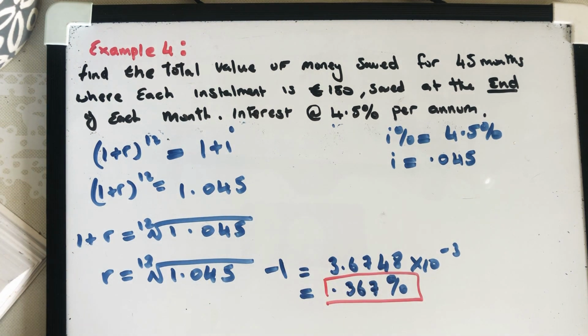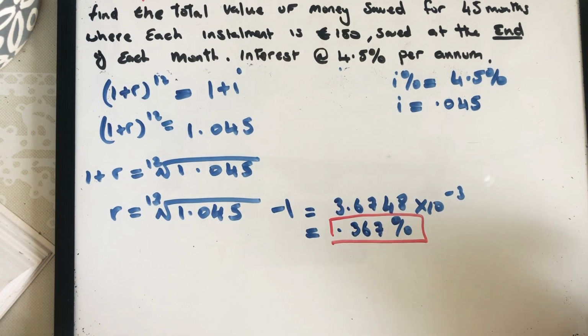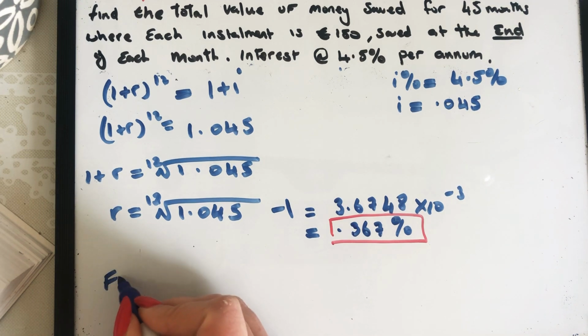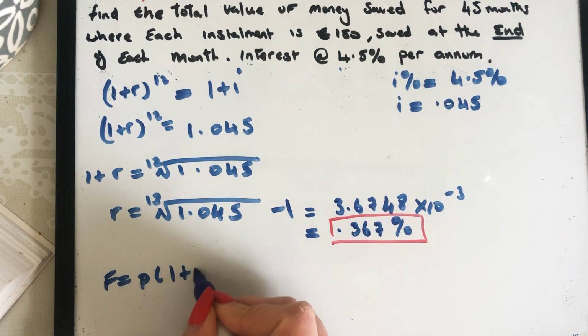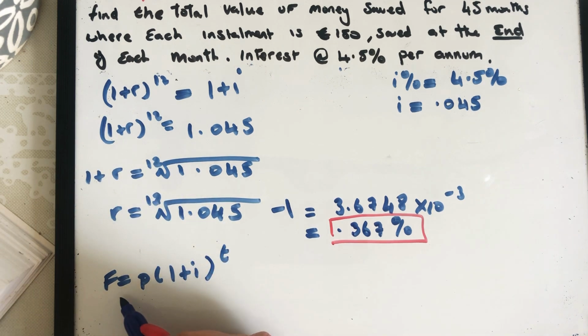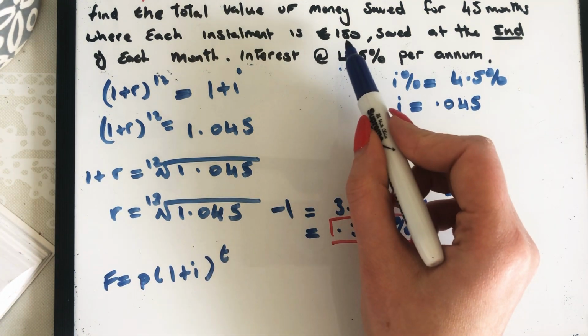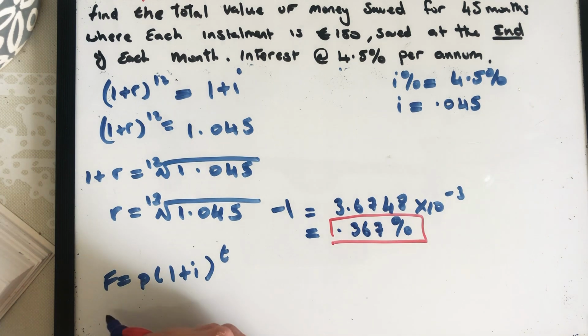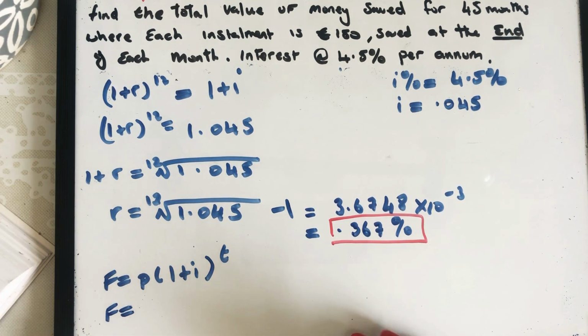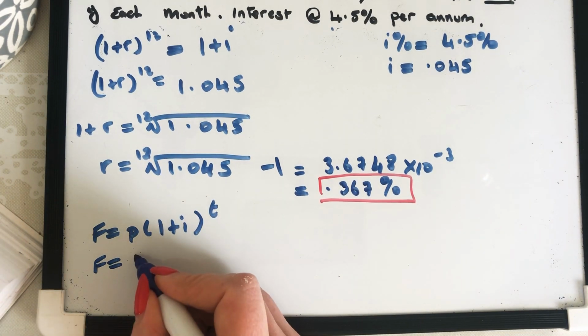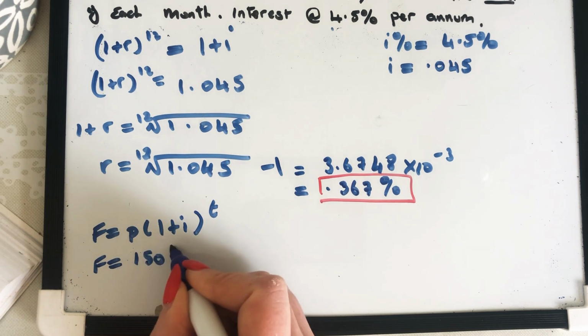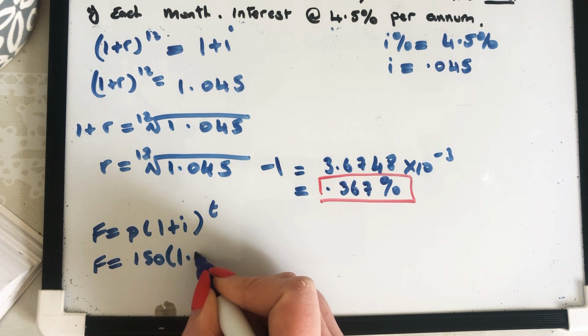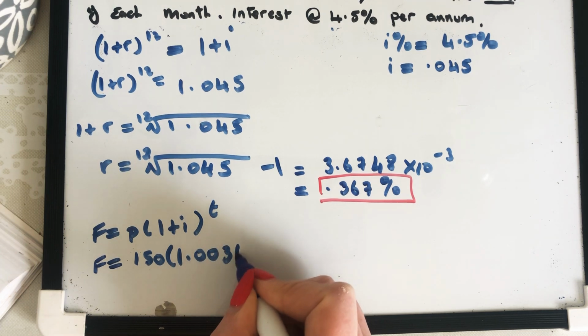Okay, so next we're going to write out our formula. F is equal to P(1 + i)^t. And again, we always recall that the F formula is used because we're saving for the future. So we can identify straight away that our P value here is €150. So we're going to begin by writing out our geometric series here. So we have 150 by 1.00367.